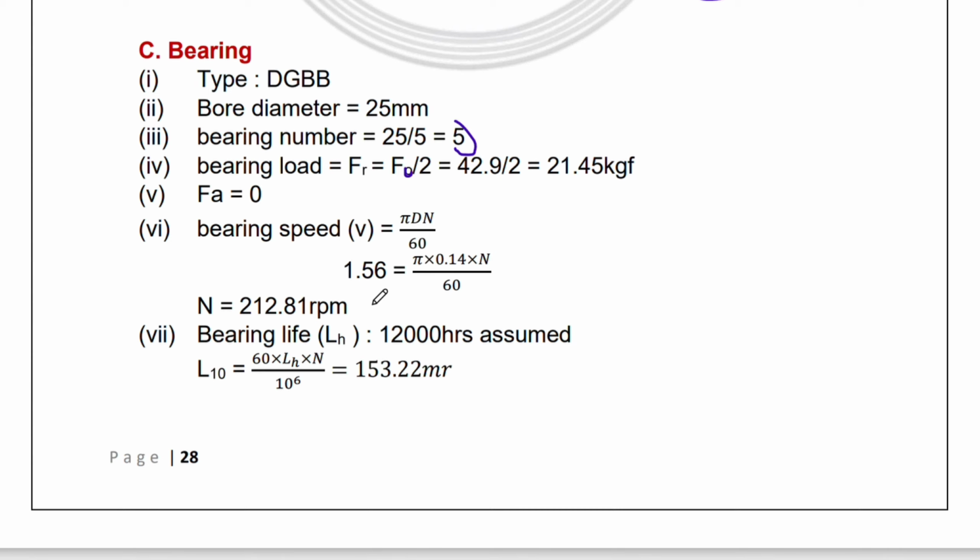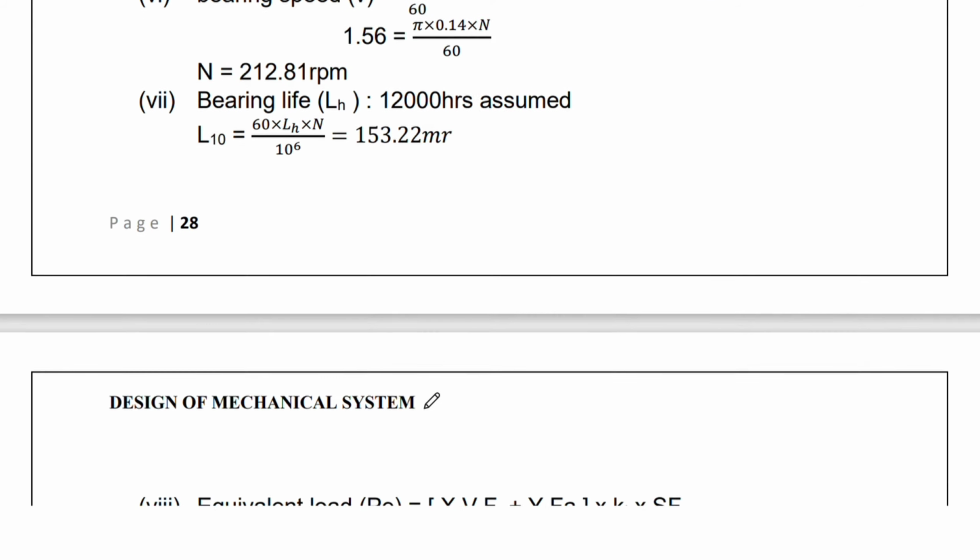Bearing speed V, as we found in step number 1, is 1.56. Then V is pi d n, where d is the diameter, which will be 0.14, and n we have to find here. So n is 212.81 rpm. Next is bearing life. Here we assume 12,000 hours of bearing life. L10 is equal to 60 into LH into N. Put LH as 12,000 and N as 212.81 rpm, and we get L10, which is 153.22 million revolutions.